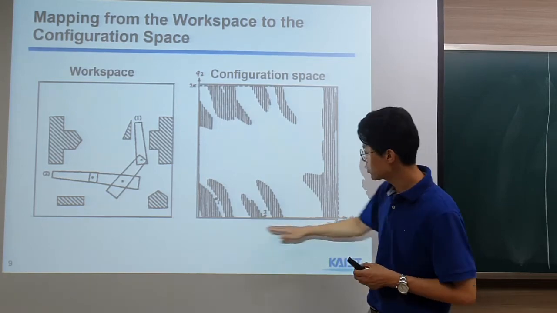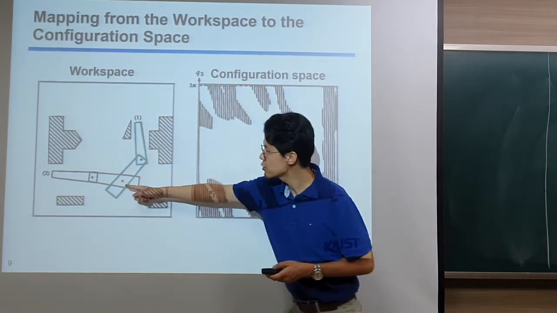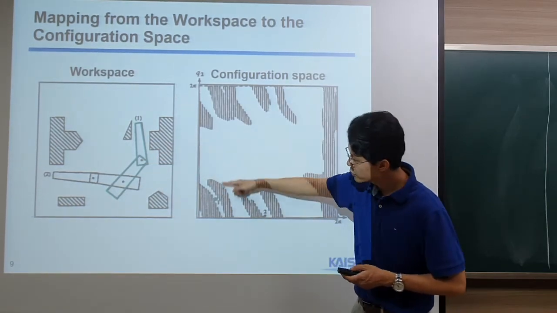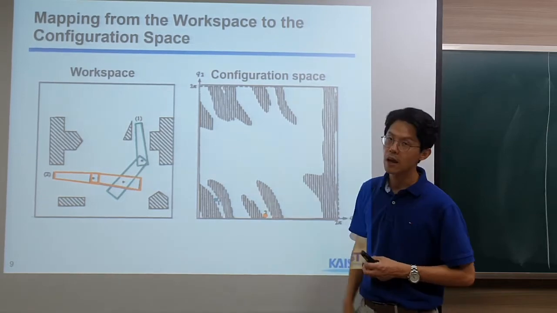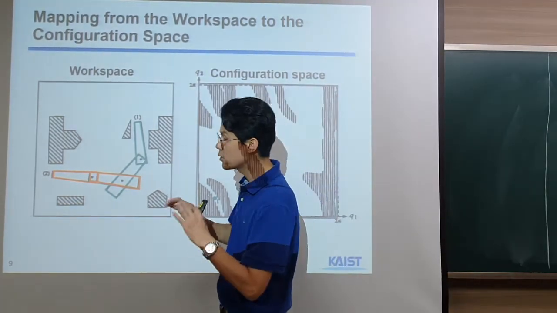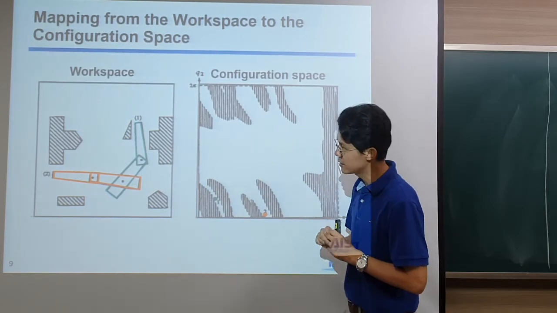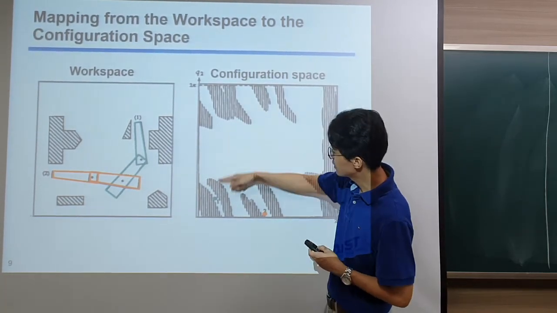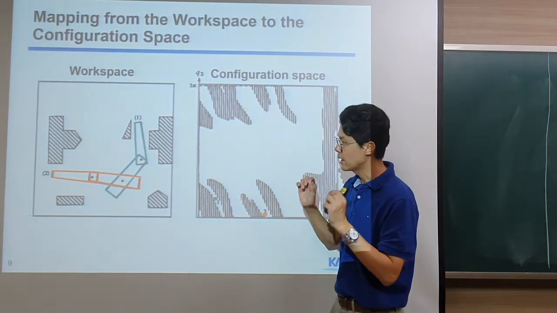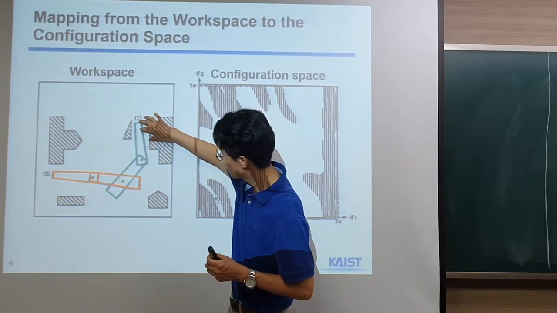There is one joint, another joint, and then this shape, this configuration, maps to here, and this other orange shape maps to there. Then finding a collision free path from here to there is nothing but finding a path from this point to there within the C space.